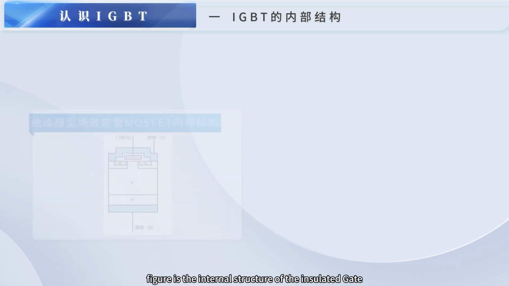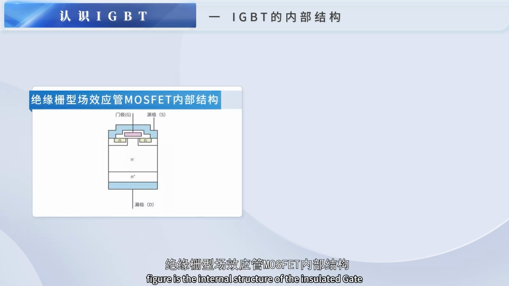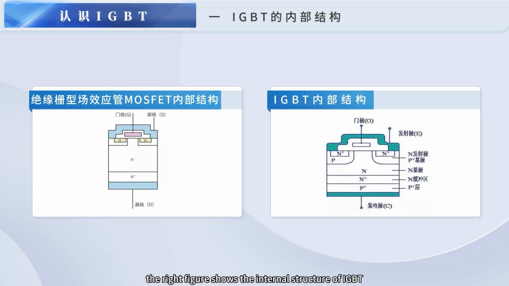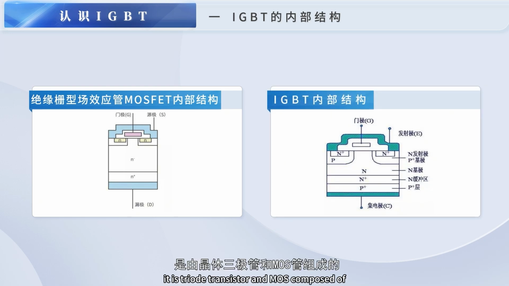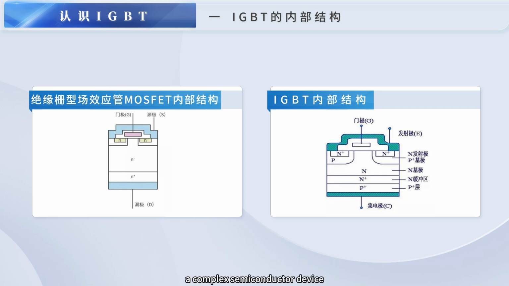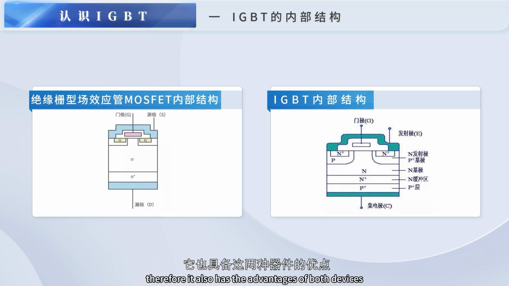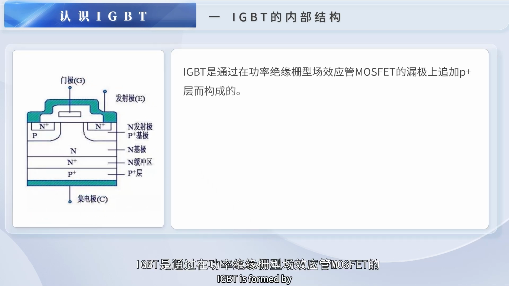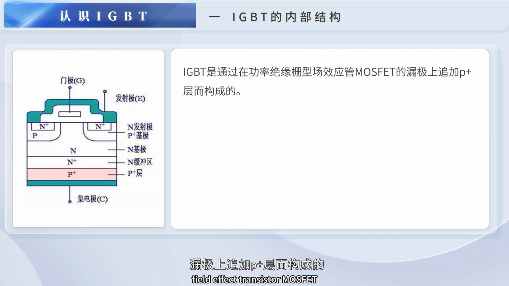The left figure is the internal structure of the insulated gate field effect transistor. The right figure shows the internal structure of IGBT. It is a complex semiconductor device composed of a triode transistor and MOS. Therefore, it also has the advantages of both devices. IGBT is formed by adding a P- layer to the drain of the power insulated gate field effect transistor, the MOSFET.